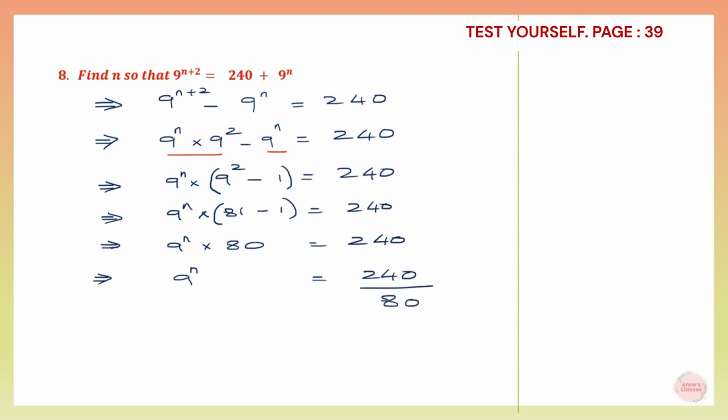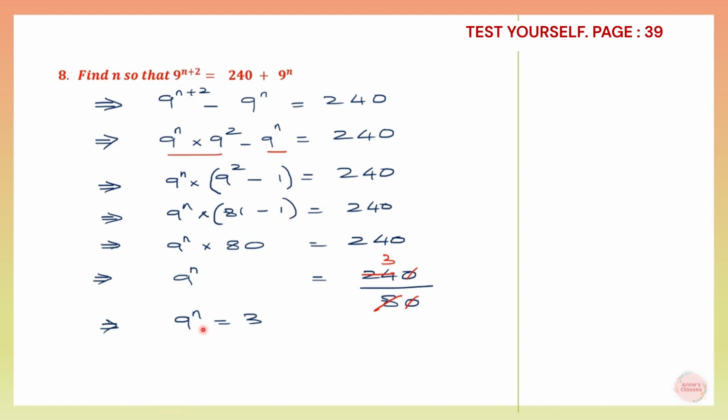Now I can cancel first the zeros. Now I can cancel 24 and 8. 8 threes are 24. So now what do I have? I have 9 raised to the power of n is equal to 3. Isn't it? 9 raised to the power of n is equal to 3.